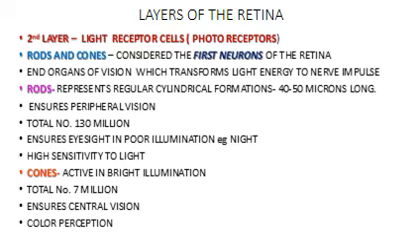The next photoreceptor cell is the cones. They are active in bright illumination. The total number of cones is around 7 million. They ensure central vision and also color perception.